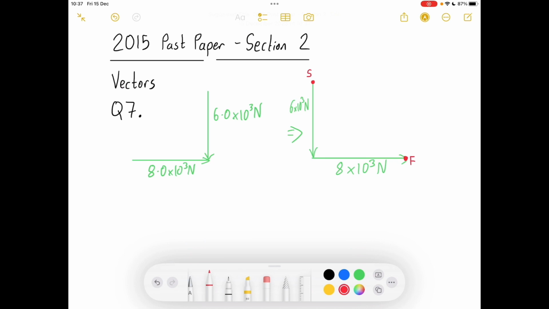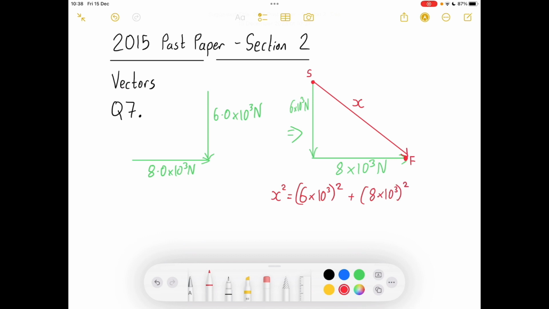Now, in order to get the resultant force on the ship, we're going to need this line here. This red line, that's our resultant force. I'm just going to label that as X for now. So, to get our resultant force, don't get rid of that now, we're going to need to do, like I say, our Pythagoras. So our resultant force is equal to our one side squared plus our other side squared.